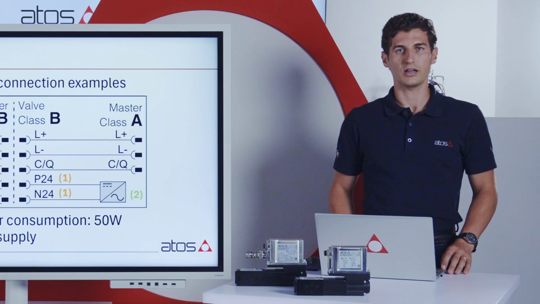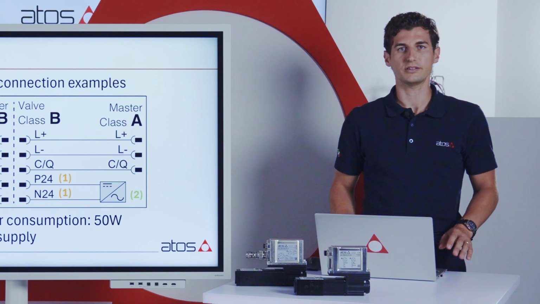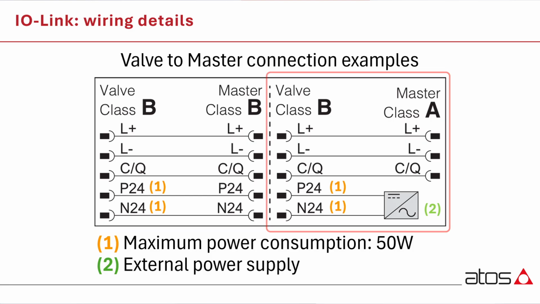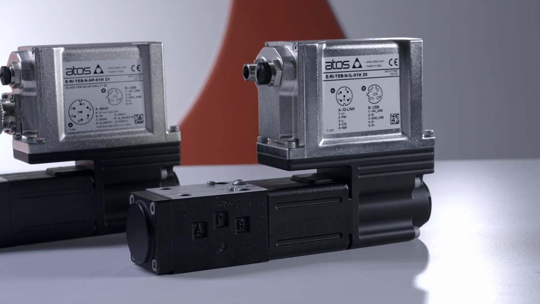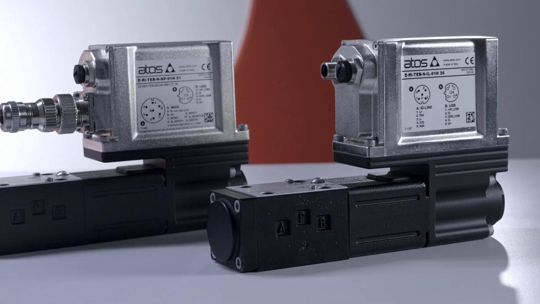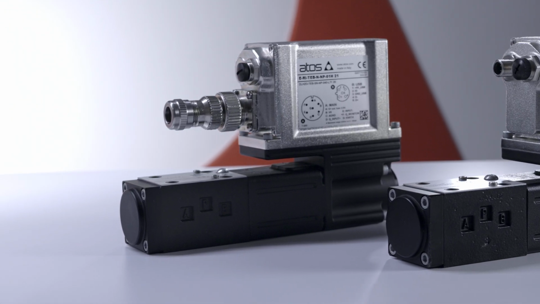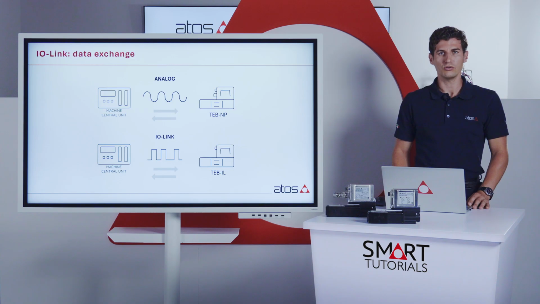Atos valves are Class B devices which require at least 50 watts, so be aware that you must use Class B ports or Class A ports with a Y connection and an external power supply. Pay attention that without the P24 power supply, the Atos valve will not work at all, and even the communication will not be possible. Now let's take a closer look at how the IO-Link communication replaces the traditional analog control.